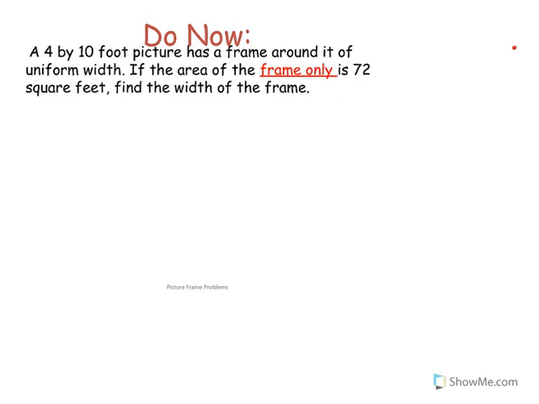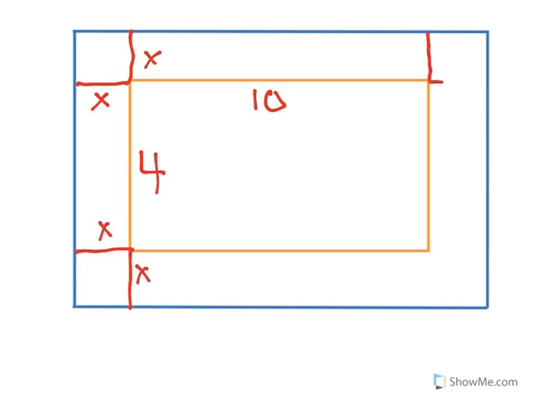So we're going to do a similar one now, kind of to get warmed up. We've got a 4 by 10 picture with a frame of uniform width. So let's go back to our picture. Here's my 4, here's my 10, and we said I've got this uniform width around it. This was X and X, and we said we can put those X's everywhere. Really, we just have to put it on one side and one on top, but I'm going to try to be as thorough as possible here.